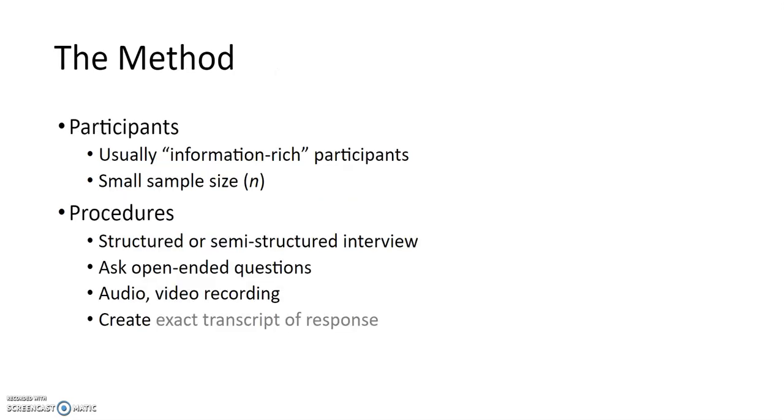Now, the way the method looks is we typically are seeking participants who are information rich. So this means basically we're looking for experts, people who have intimacy with the topic that we're studying. I wouldn't just sample my class of students because they're convenient for me. I actually have to go looking for the participants who are information rich.